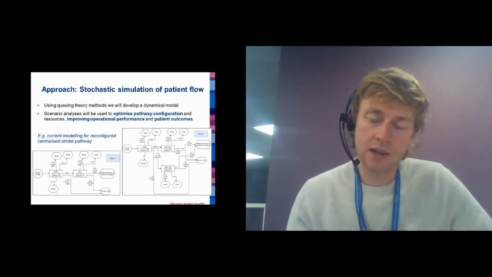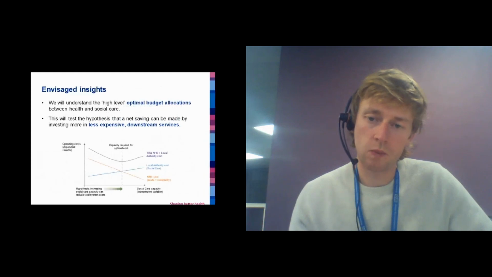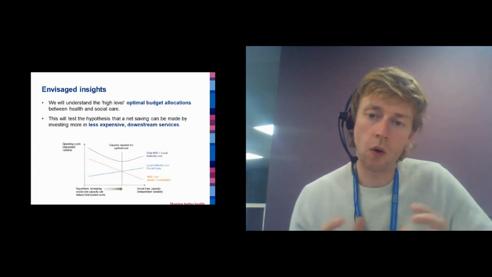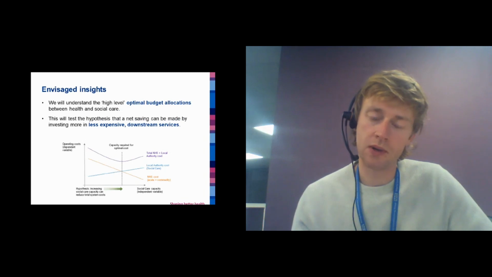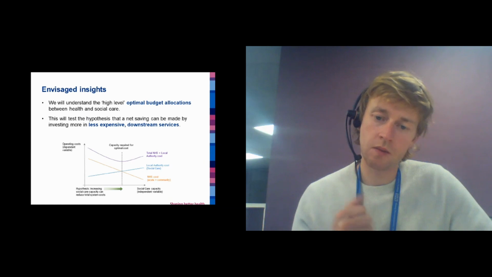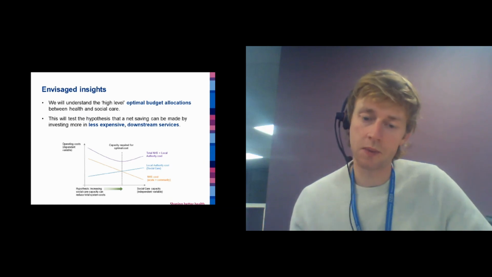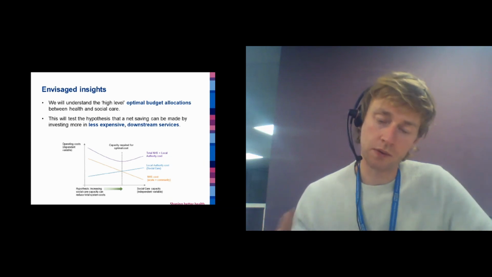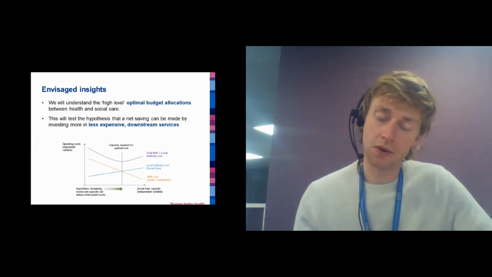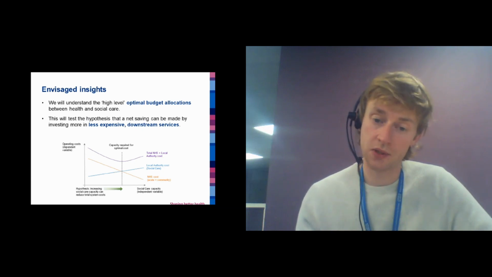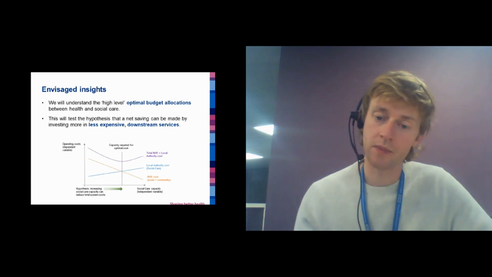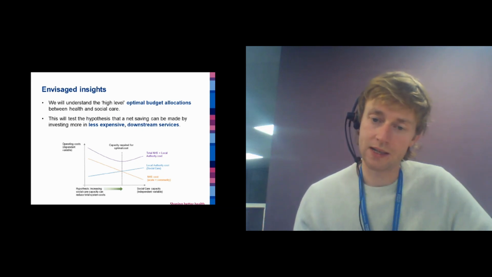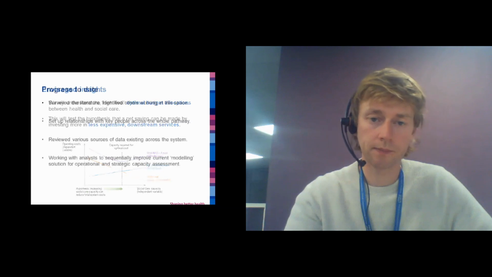One of the key insights that we envisage outputting from this work is to understand the optimal budget allocations between health and care. So we want to really test the hypothesis that if we invest more in social care, i.e. the downstream care, then we can bring about a net system saving, because this will consequently reduce the activity and the cost in the more expensive upstream setting, in the hospital setting.